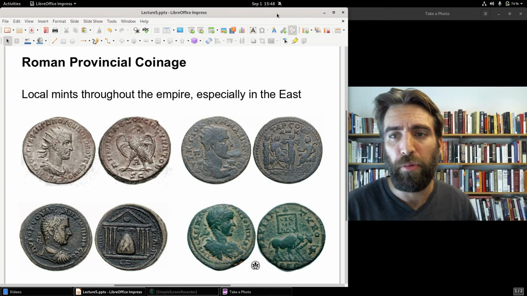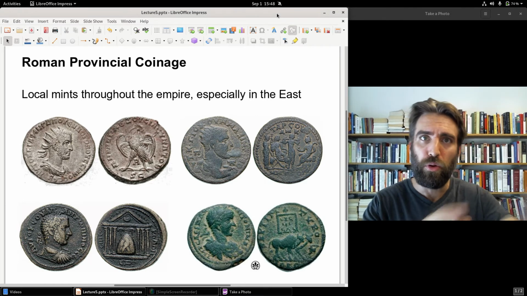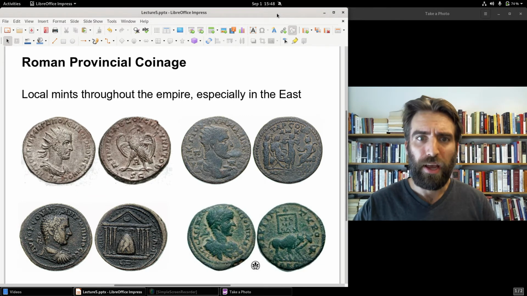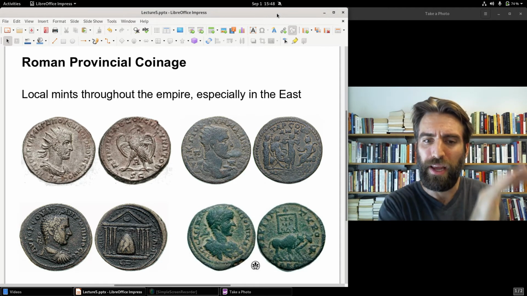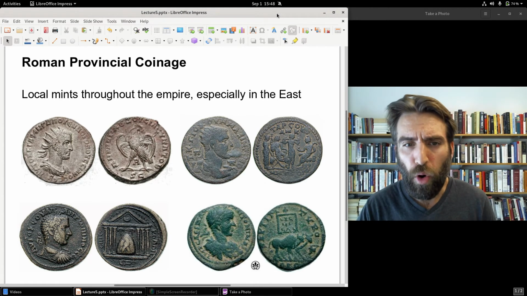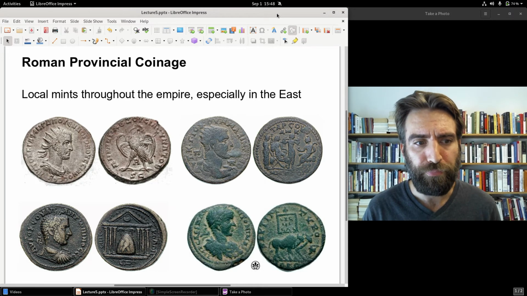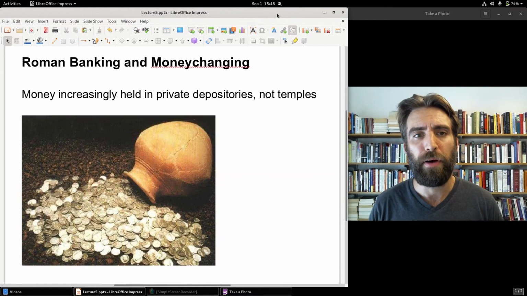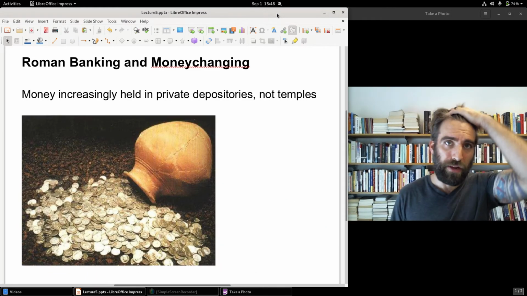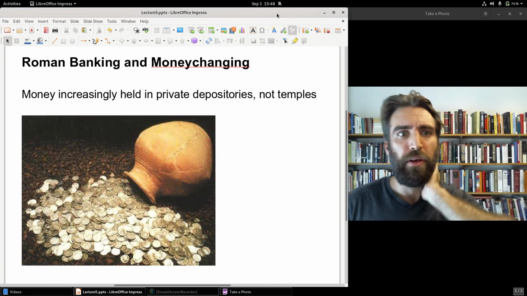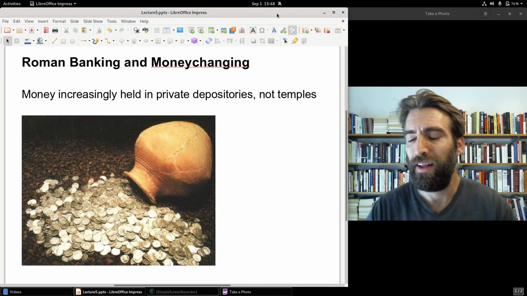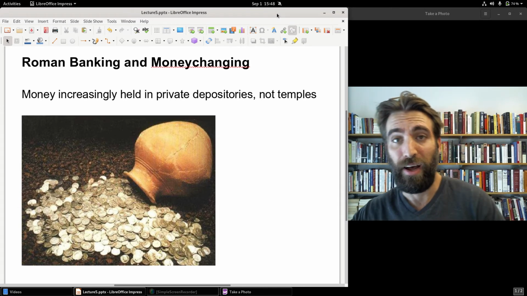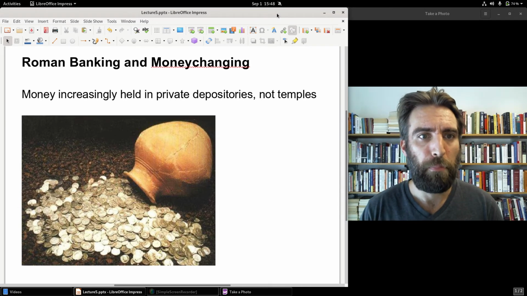And at the height of the Roman Empire, you had as many as 600 of these local mints all throughout the empire. They're located especially in the east, and tended to be in former Greek states or along the eastern Mediterranean. So the variety of these different coinages on the peripheries of the empire creates a demand for money changing. If you have local coin and you need to change it out for coin that will be accepted elsewhere in the empire, you're going to need money changing services.